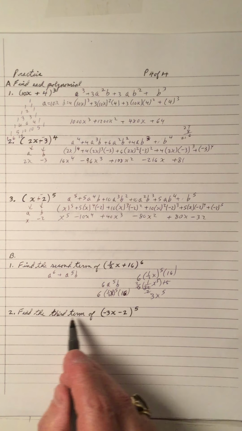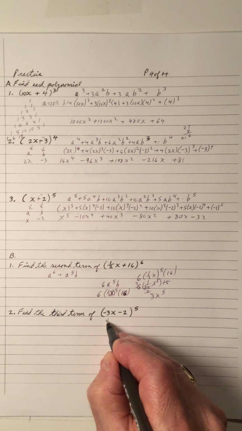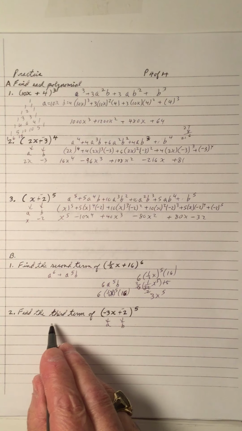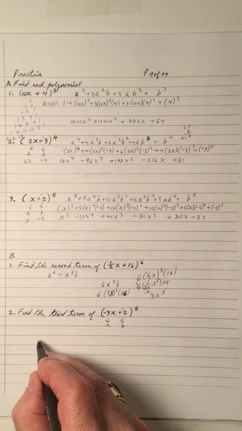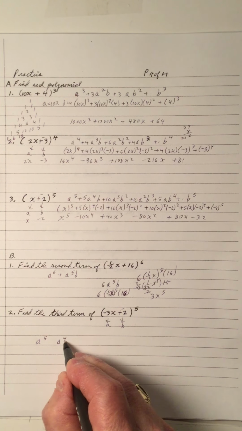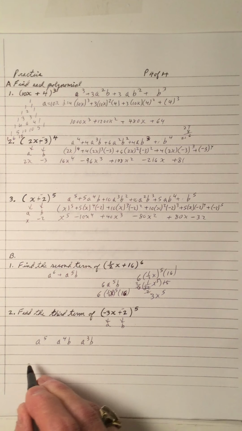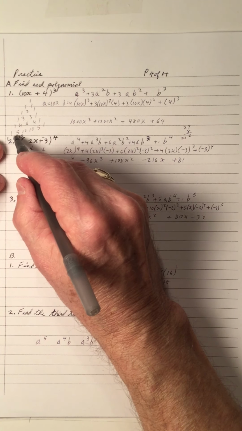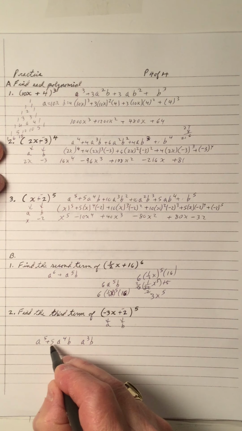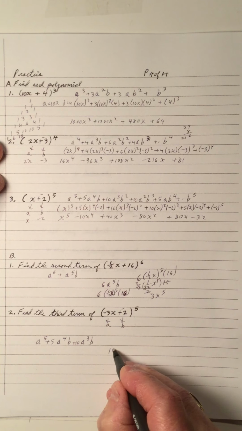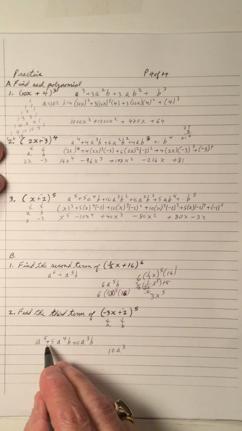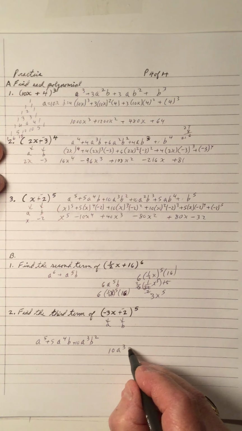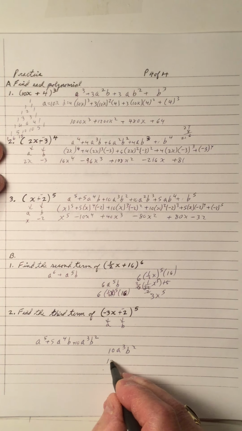And number 2, the third term. So a is, that's a, and b is negative 2. I want the third term of the fifth one. So the fifth one, third term, is a to the 5, a to the 4 b, a cubed b squared. That's the third term. And because it's the fifth, the coefficients are 1, 5, 10. So the third term is 10, a cubed, and b squared. a goes down, the b goes up. Got to be careful.